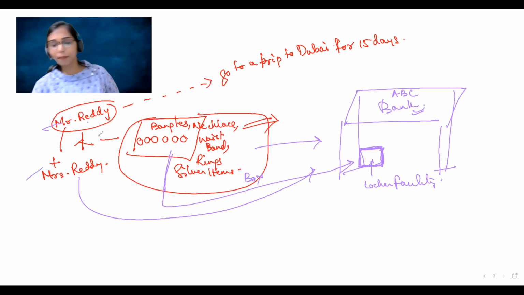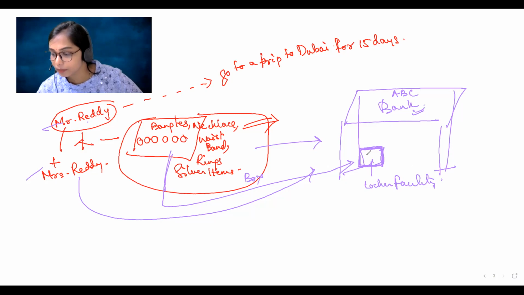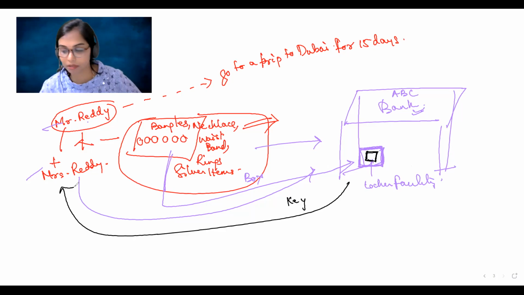So these people were very happy that they got the locker, and they kept the box with all the bangles, rings, silver items, necklaces, bracelets, gold items, all the things they do not want to carry to Dubai. They kept it in the locker, which is very safe. Now the box is kept in the locker, and they have got the key back to themselves.